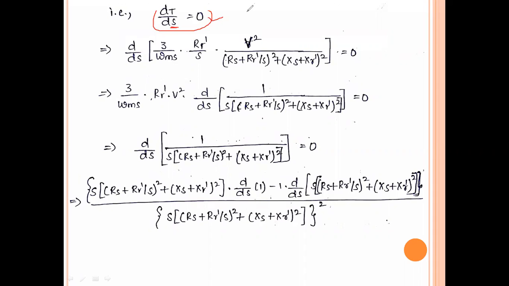So d by ds of, this is the torque expression just now we have seen, which is equation 5.11. So we need to differentiate this equation and make it 0. And from this equation, write the constant terms outside and other terms which are S terms, because we are differentiating with respect to S. S means slip. With respect to slip, we are differentiating. So these are the constant terms. Just we kept outside, and d by ds of this entire term.